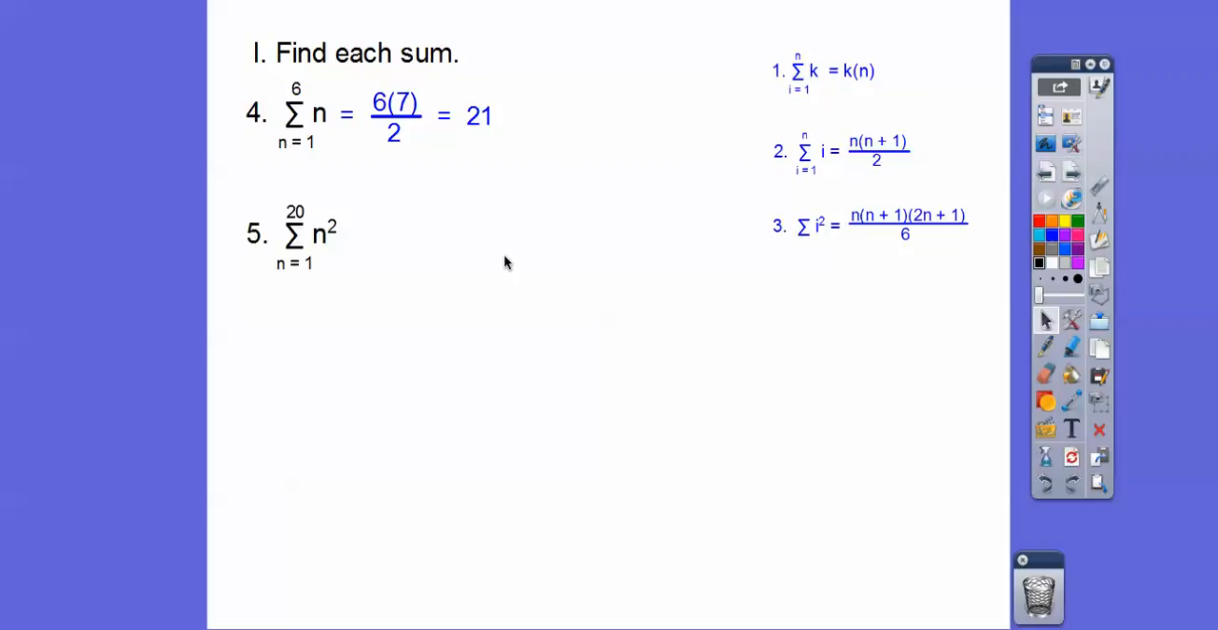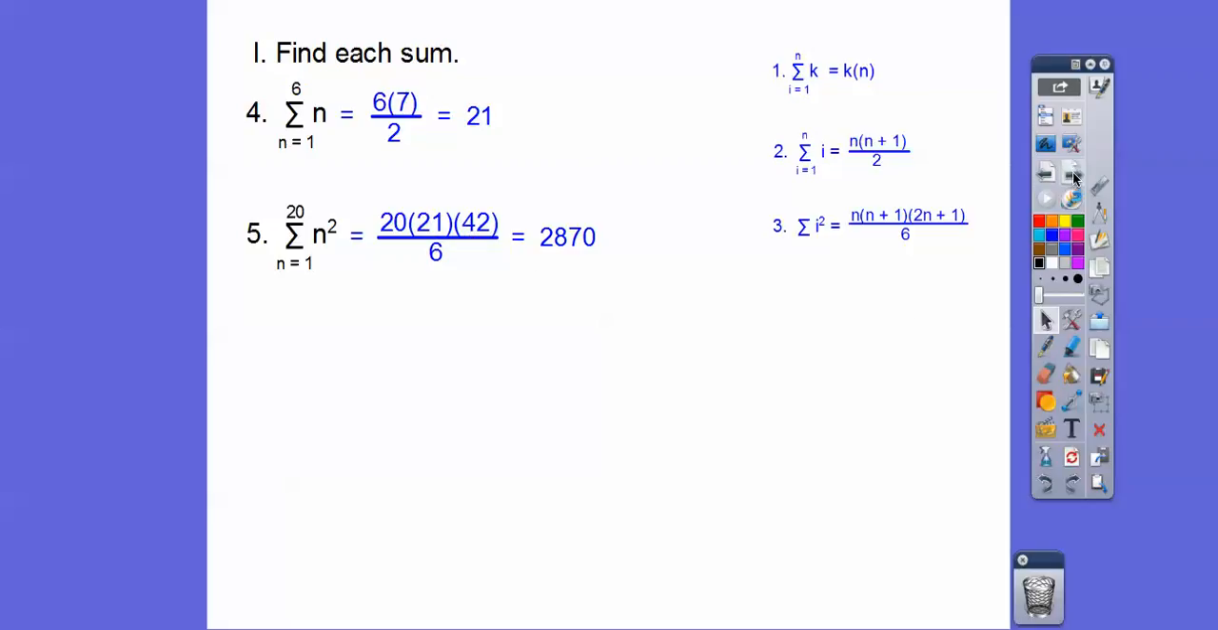All right, so here we go. We're going to use the n squared one. So that's this guy right here. So my n is 20, so it's going to be 20 plus 1, and then 2 times 20 plus 1, all over 6. Okay, so there it is, right there. All right, so there's 20 plus 1, 2 times 20, plus that 1 right there.